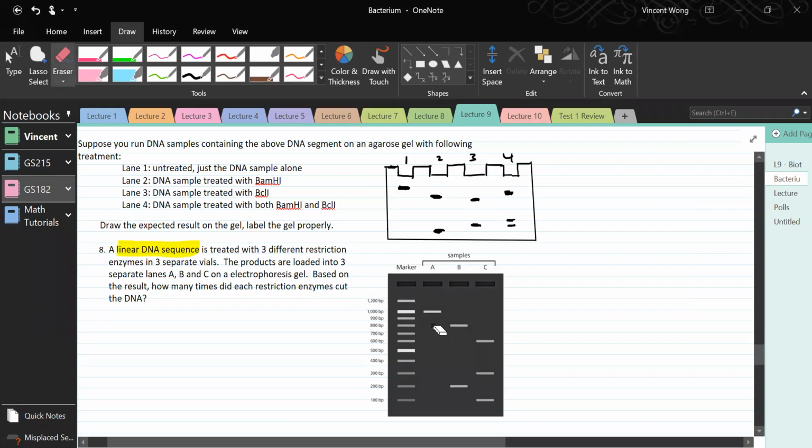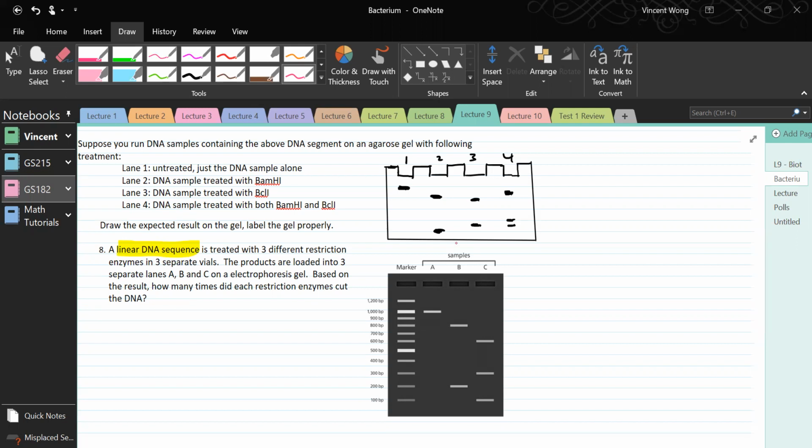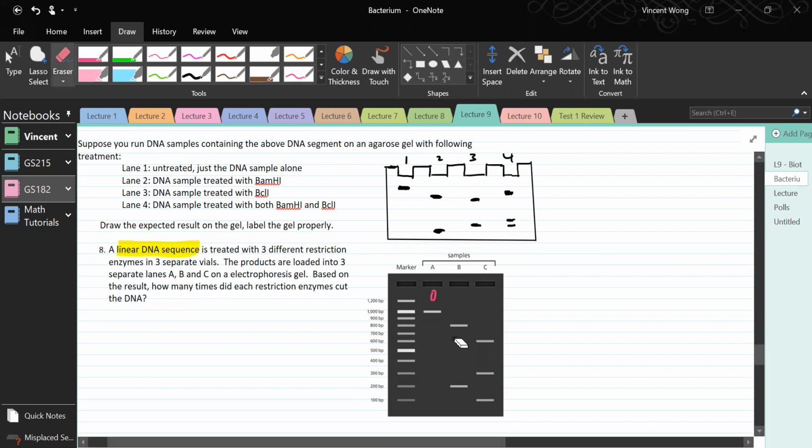Over here you see 1 band. So how many times did it get cut? Anybody? It's a linear DNA and you see 1 band. How many cuts? No cuts, that's right. If you see 2 bands, that's 1 cut. It's not hard to visualize. There's 1 band, you cut it once, you have 2 bands. Take a rubber band and try it out yourself. And then 3 cuts, 3 bands, 2 cuts.